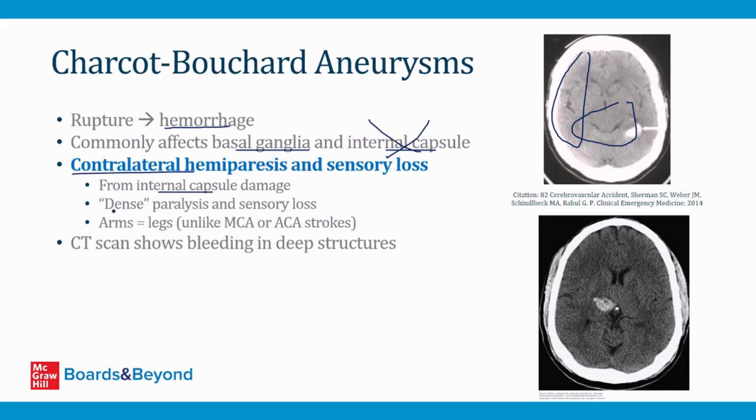It's often described as dense paralysis and sensory loss, meaning the arms and legs and also the face are affected equally, unlike in MCA or ACA strokes where you get the legs or the arms affected unequally with one more than the other. And then when you do a CT scan, you can diagnose the fact that the patient has had a rupture of one of these aneurysms by identifying bleeding in deep structures. Blood is fairly easy to identify on CT scan. This is a deep bleed in the brain in this CT scan at the bottom of the slide here. This is another one here in the upper CT scan.